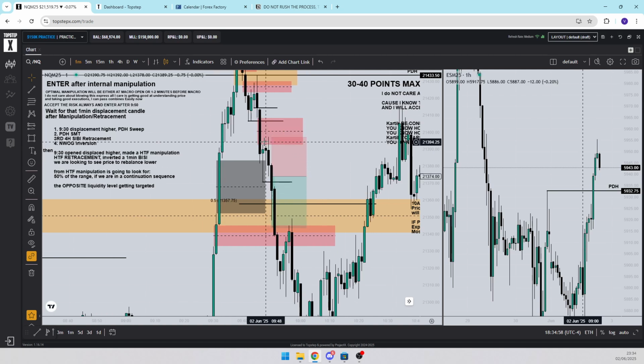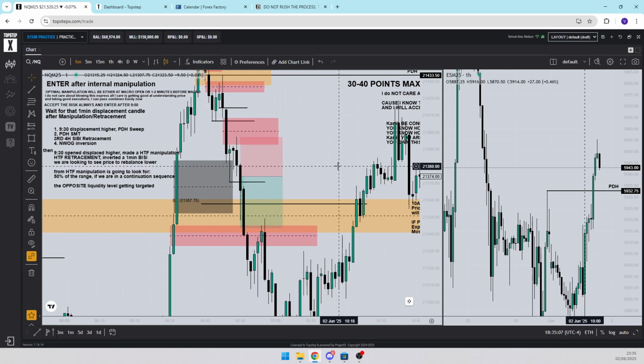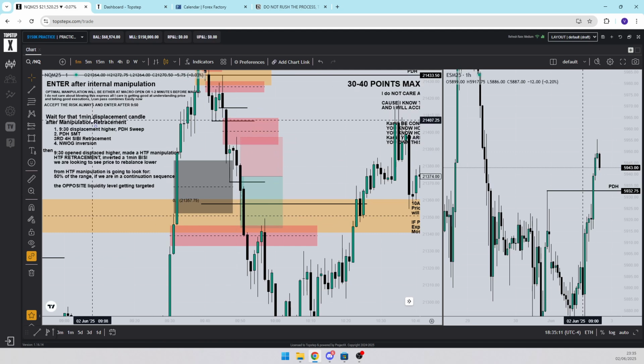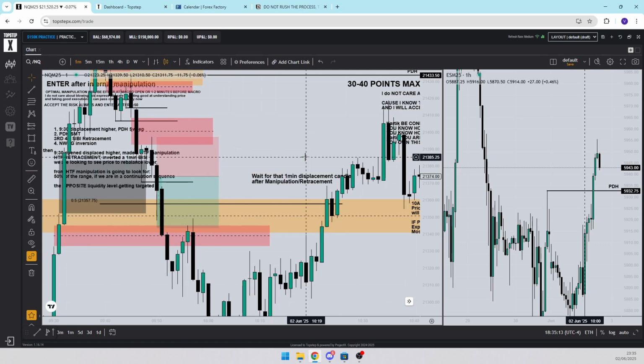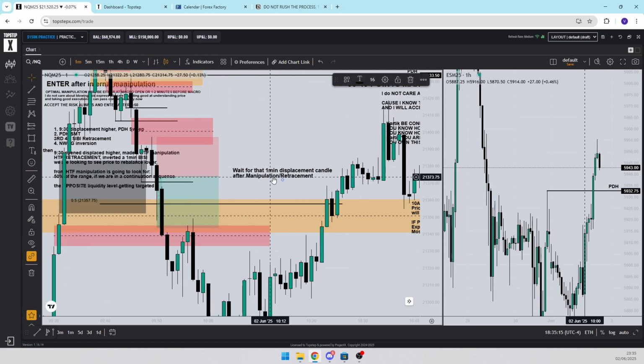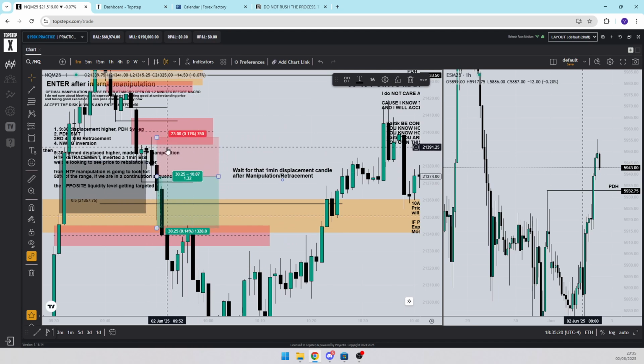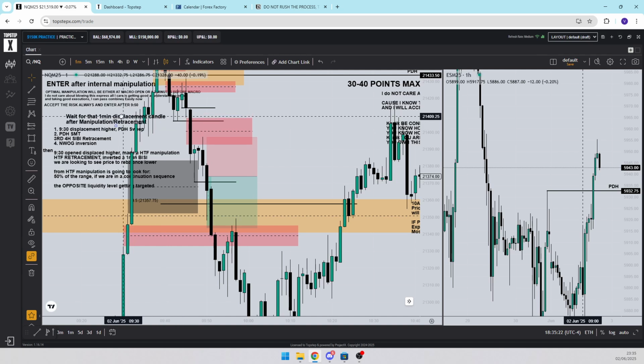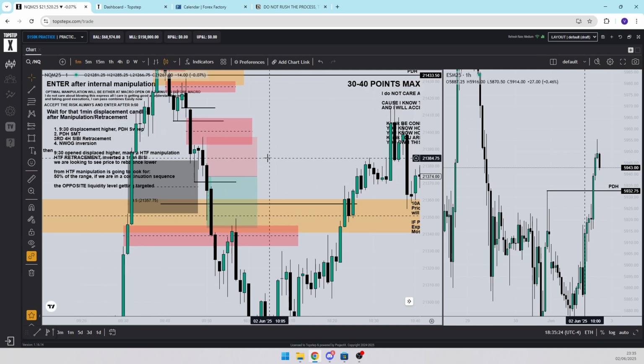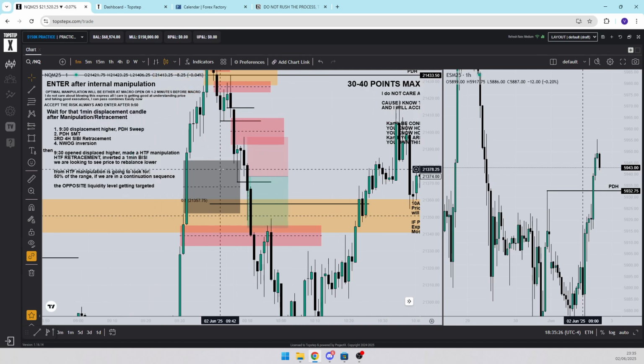It was based off the respect of the CB. I recognized that the BC acted as a retracement. So the BC sent price higher to go lower again because the CB was getting respected. You're gonna see this phrase: wait for the 1 minute displacement candle after manipulation or retracement. In this case, the displacement candle happened from what? From a retracement of what period? Of a CB. The displacement did not happen from a BC.